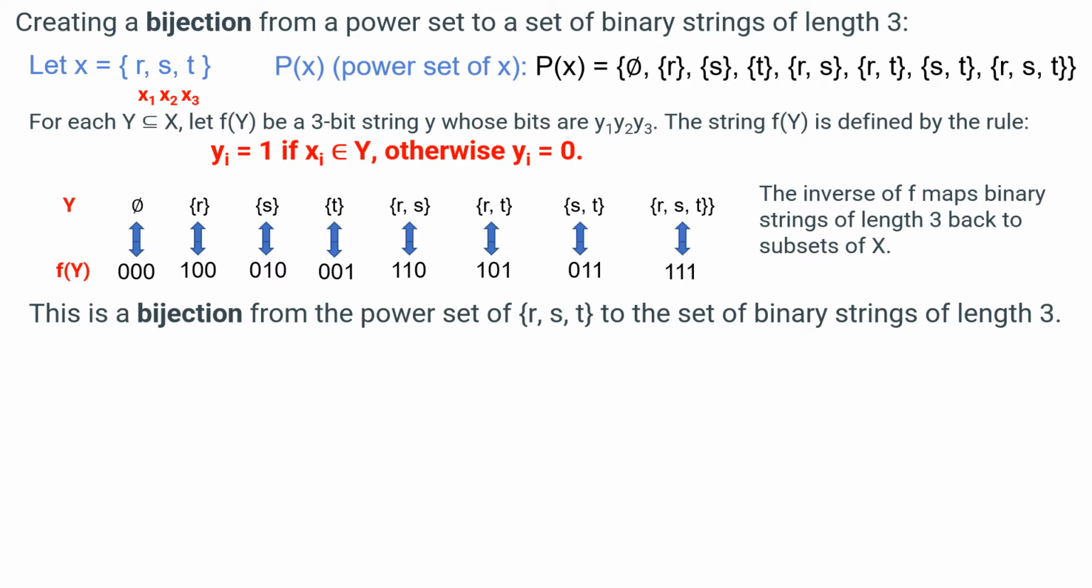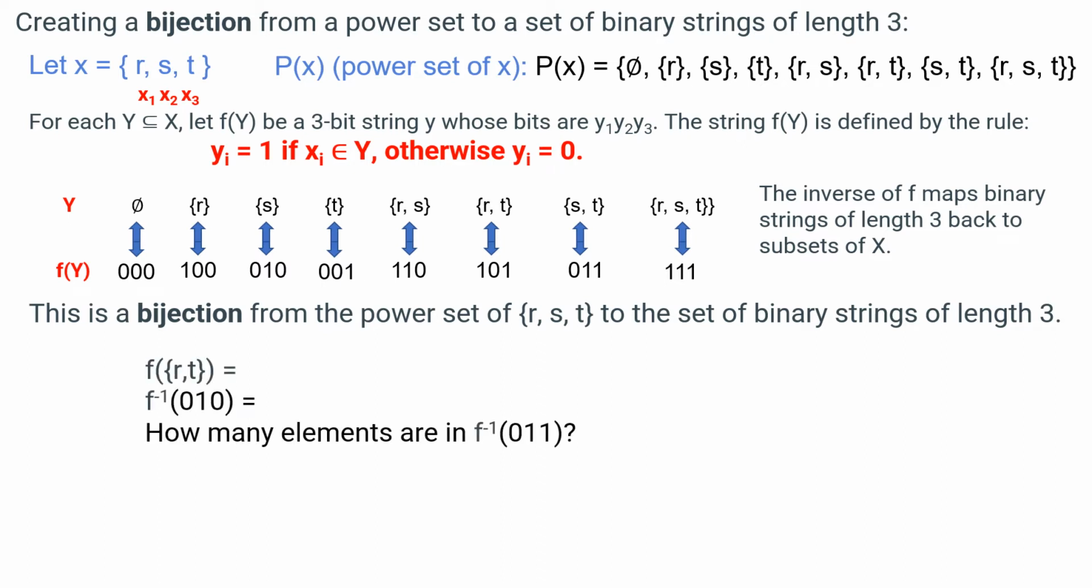So we could say this is a bijection from the power set of RST to the set of binary strings of length 3. Again, we might think this is so different. We've got a power set, and then we've got these 3-bit numbers, binary strings, and how can we come up with a correspondence there that could be a bijection? We see that just by that simple rule we've been able to do that.